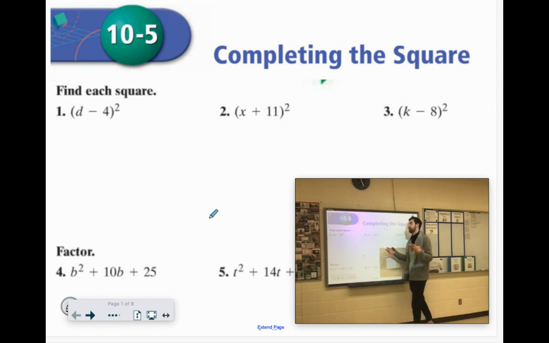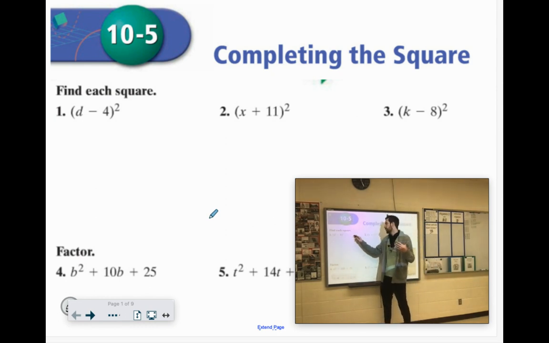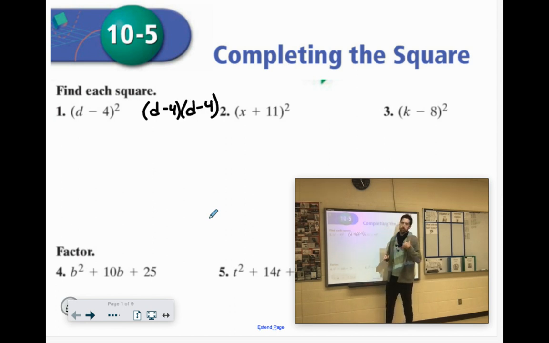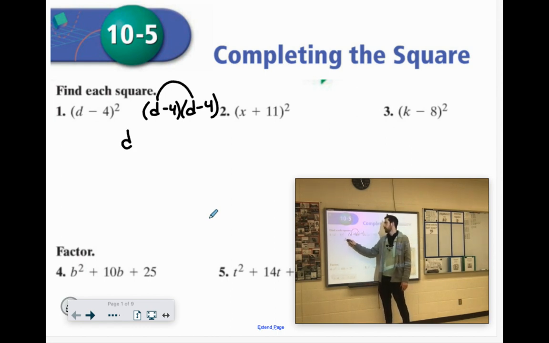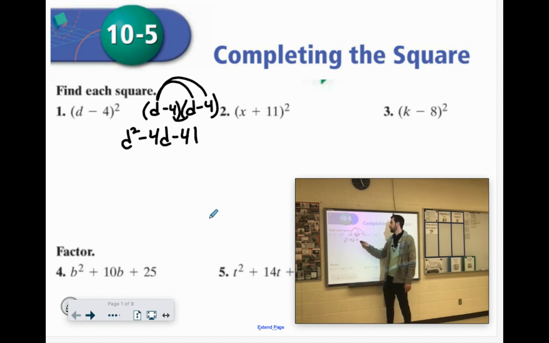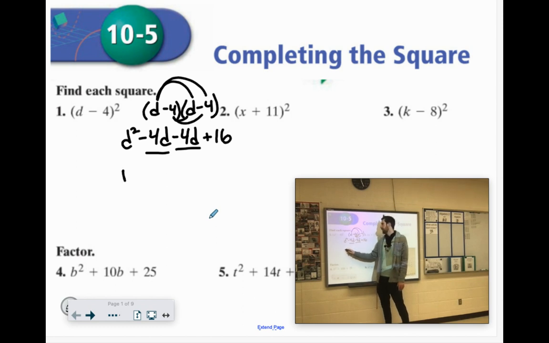Find each square. So if you remember, d minus 4 squared is the same as d minus 4 times d minus 4. So on this first one, we'll just FOIL it out. If you multiply the first terms, we have d squared. Outside you'd have negative 4d. Inside you'd have another negative 4d. And the last, negative 4 times negative 4, is positive 16. So if you combine your like terms, the negative 4d and negative 4d, you get negative 8d there.